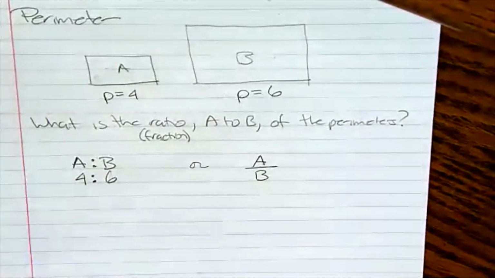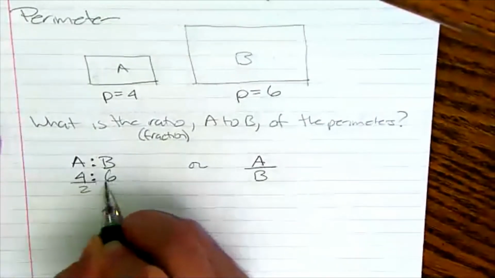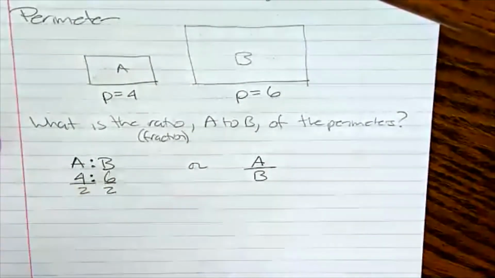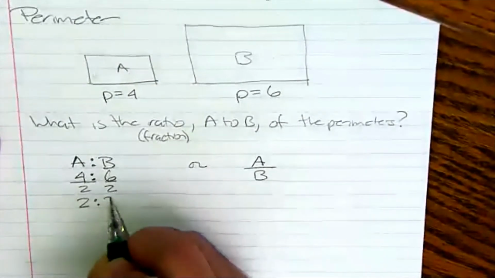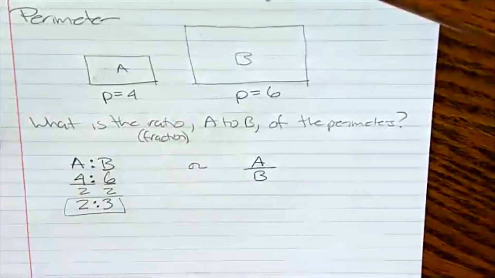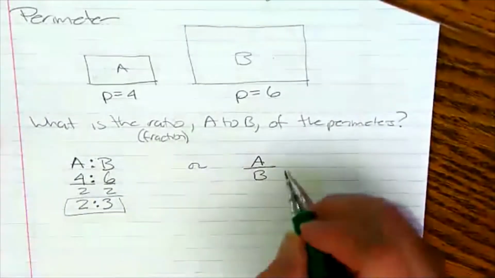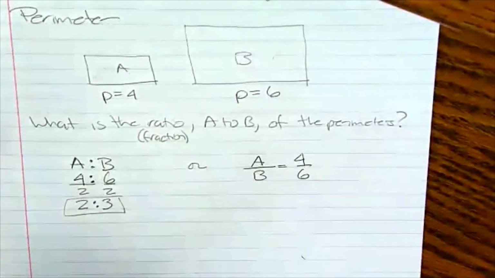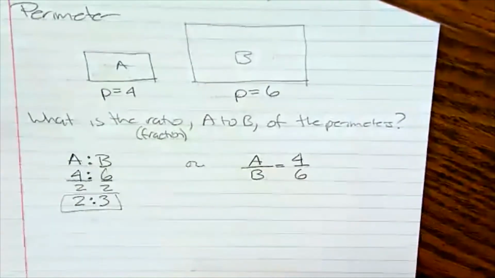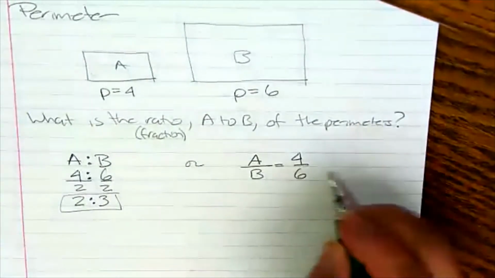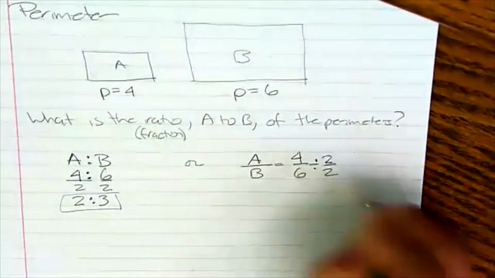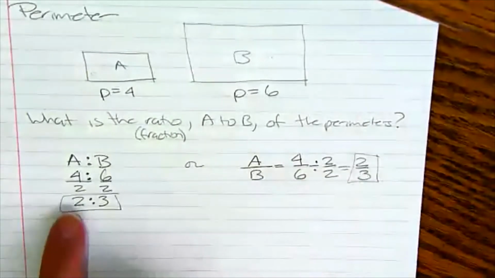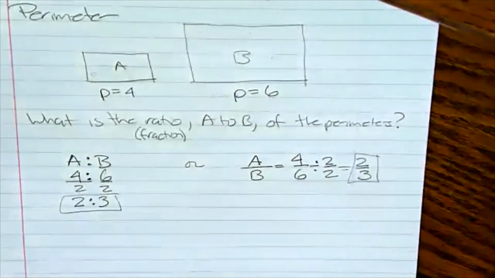Now 4 and 6, that can be reduced. They can each be reduced by 2. So we're thinking of this as kind of like a fraction. So my ratio is 2 to 3. And then if we set it up like a fraction, it is 4 to 6. And now we can see where the reducing comes in. It's much easier to reduce it when it looks like a fraction. So we divide by 2 over 2, and that equals 2/3. So the ratio is 2 to 3.